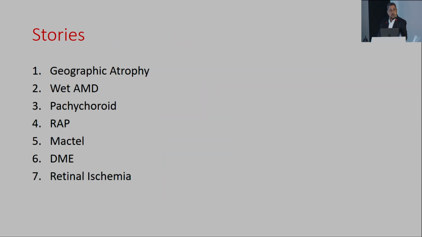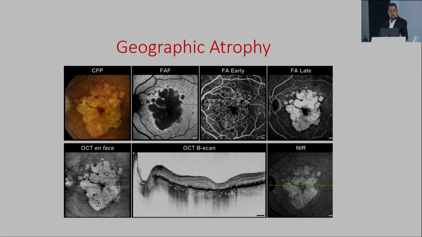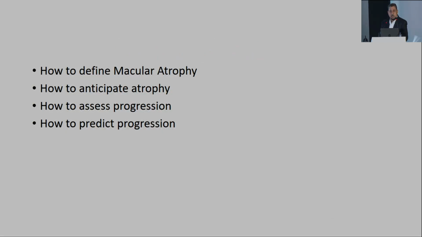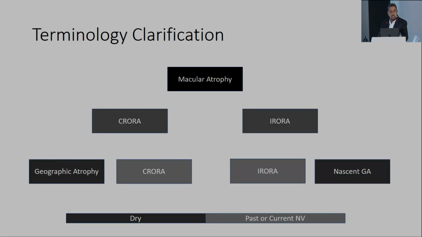So what is the importance? The concept of multimodal imaging is that they tell you some stories. So let's go through some of these stories. First, we'll deal with geographic atrophy. You have so many imaging modalities, but this is the essential set. What do they do for you? First, they give you a definition.